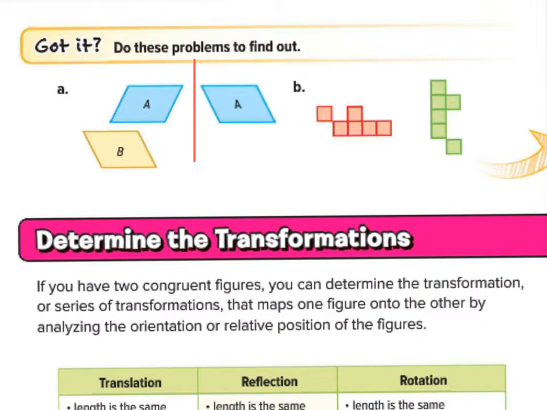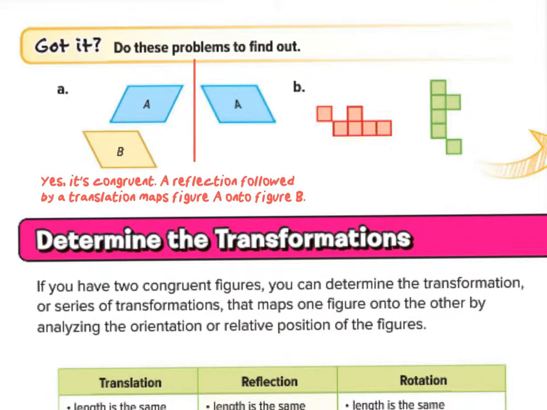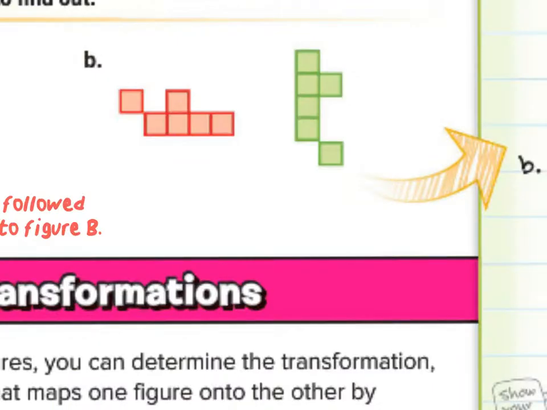So is it congruent? Yes, it's congruent. A reflection followed by a translation maps figure A onto figure B. You can see that if I were to translate it, it would fit on there clearly. Translate means moved as is without rotating it after a reflection. Let's try that with B.